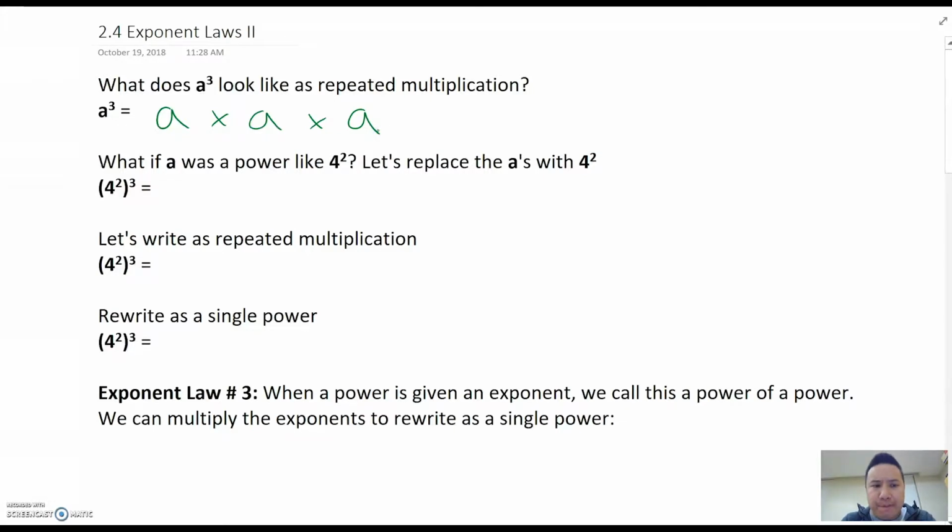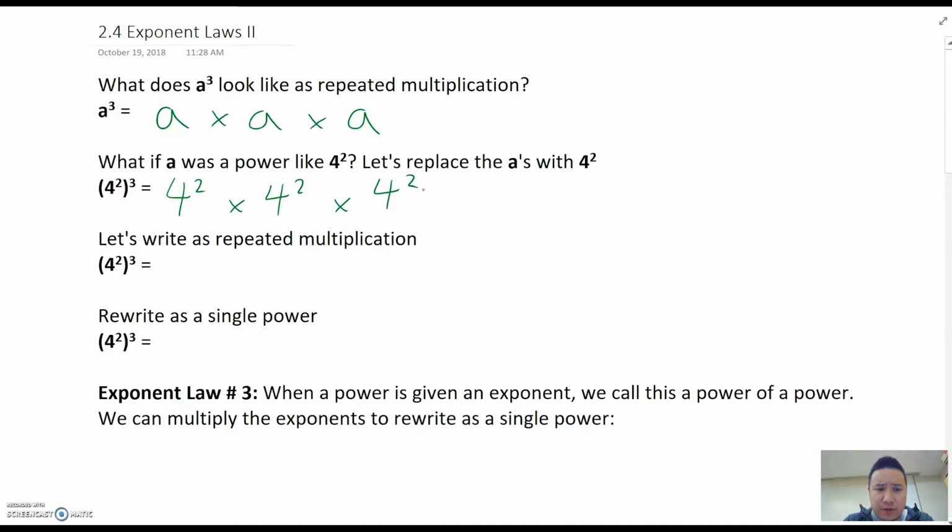Okay, that's easy enough. So what if a was something else? Like what if a was, say, a power? Say 4 squared. So let's replace all the a's with 4 squared. So instead of a to the power of 3, we had 4 squared to the power of 3. It still means the same thing. They still want whatever is inside those brackets to be multiplied by itself and then multiplied by itself again. So instead of a times a times a, we're going to have 4 squared times 4 squared times 4 squared. Okay?